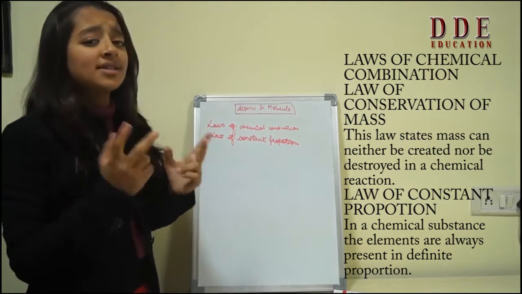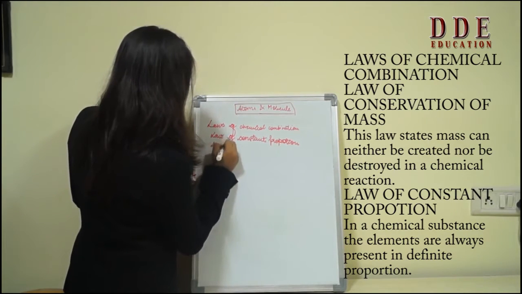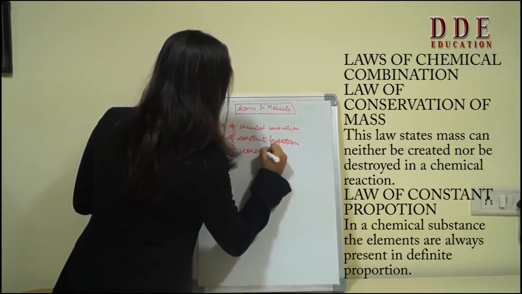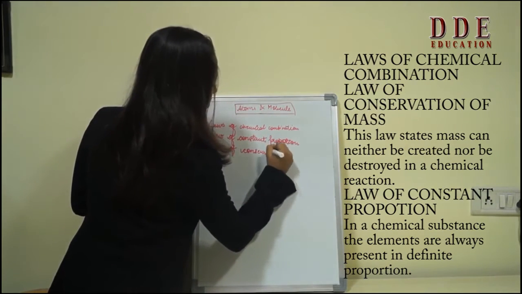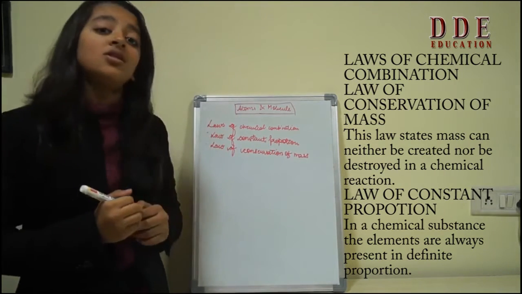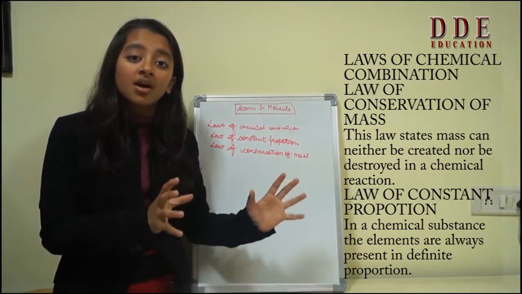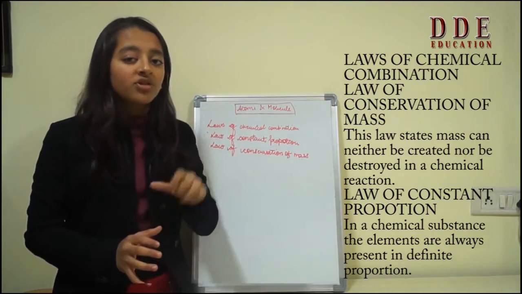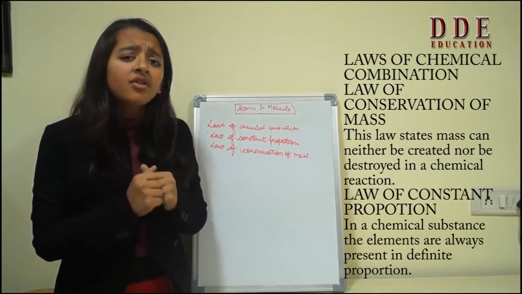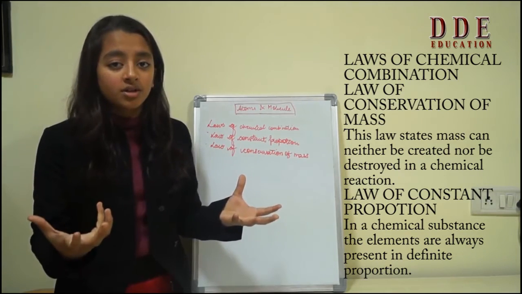Now let us move on to our second law, that is the law of conservation of mass. This law states that when any 2 things combine and form a compound, the sum of their mass before they react and after they have reacted would be the same. In other words, the mass of the reactants is equal to the mass of the product.